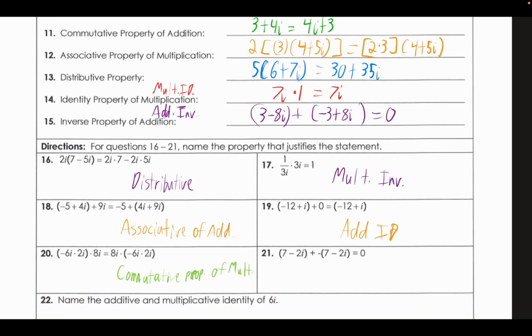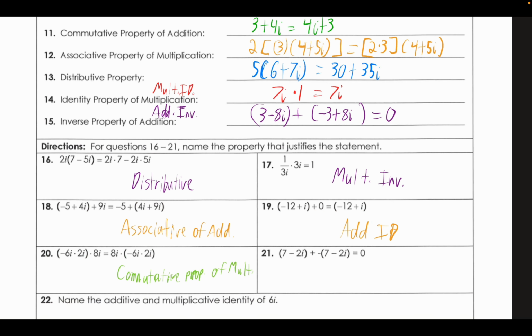The reason I'm not fine with just calling it inverse and identity, though, is because the multiplicative inverse is different than the additive inverse, because one's reciprocal, one's the negative version or opposite sign version. And the additive identity is different than multiplicative identity because for additive identity, you add 0. Multiplicative identity, you multiply by 1.